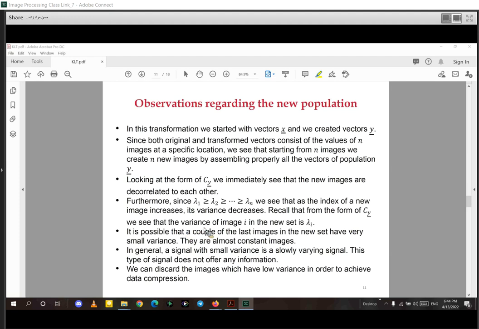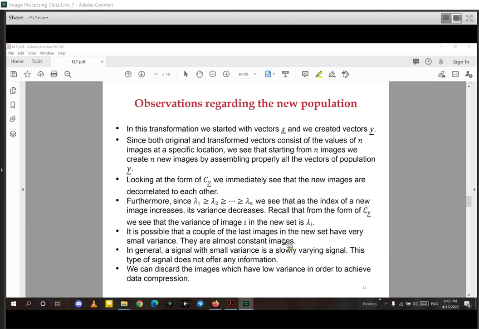We see that as the index of a new image increases, its variance decreases. That's right. We recall that from the form of CY. We see that the variance of image I in the new set is lambda I. We said lambda 1 is larger than lambda 2, etc. That means the first image or the first component in the Y domain has the largest variance, and the last component in the Y domain has the smallest variance.